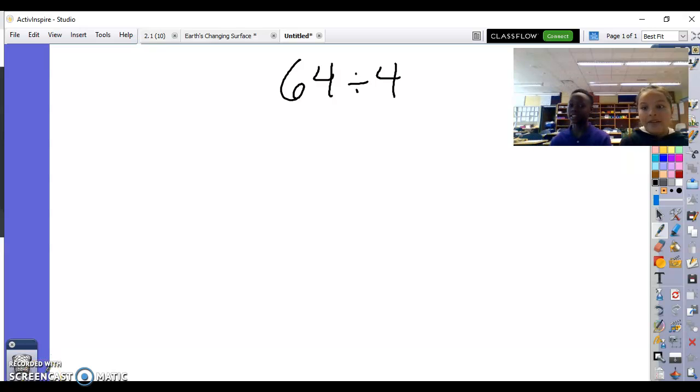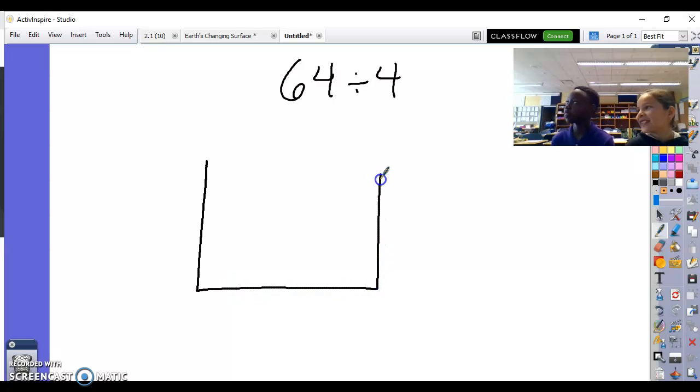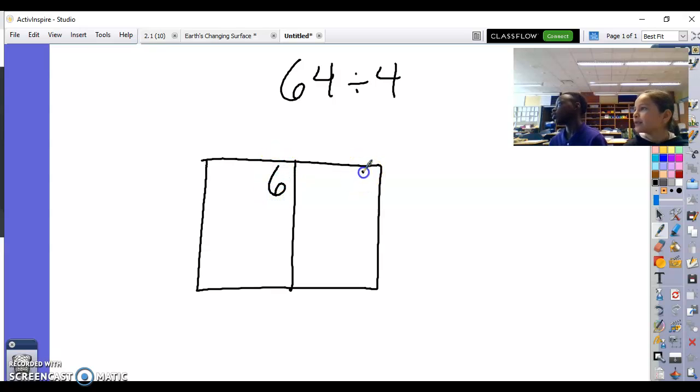Okay, Lily and Johnny are going to teach you how to use the box strategy for division. So first you make your box, and then you make a line through it, and second you put your 6 by the line and the 4 at the side, and you have to write the multiples of 4 nine times.